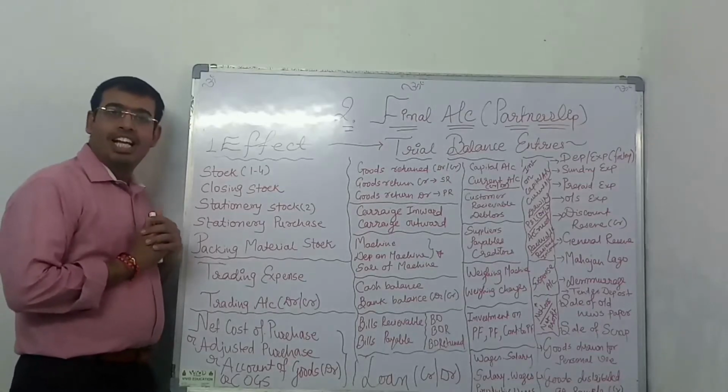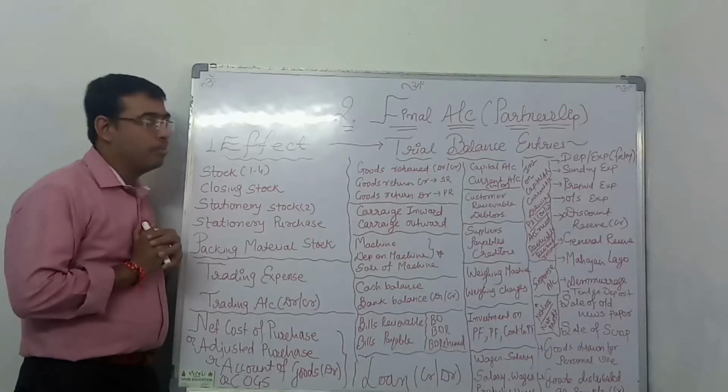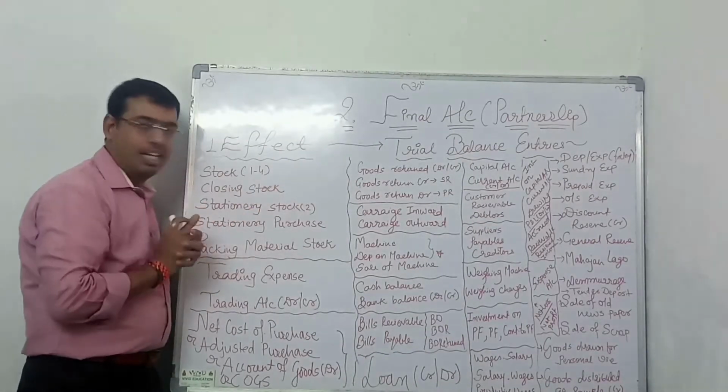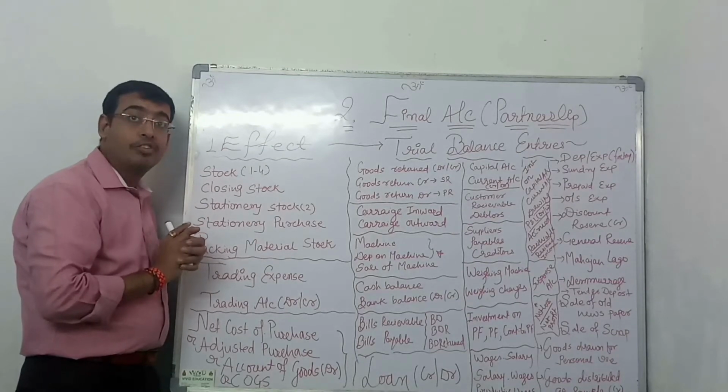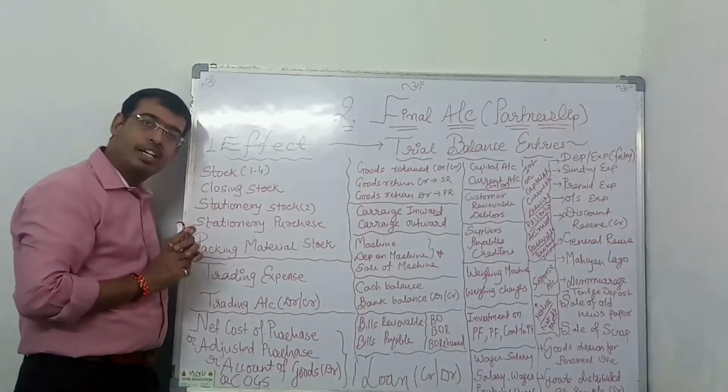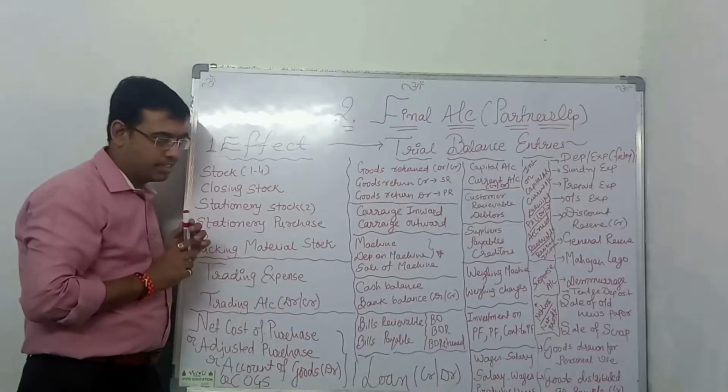Hello friends. Today we will learn about trial balance entries, which you will find in final account sums of partnership, and it is going to be asked for 11 marks.